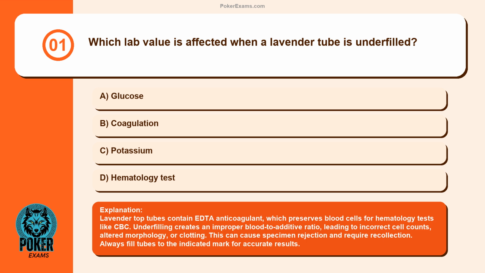Lavender top tubes contain EDTA anticoagulant, which preserves blood cells for hematology tests like CBC. Underfilling creates an improper blood-to-additive ratio, leading to incorrect cell counts, altered morphology, or clotting. This can cause specimen rejection and require recollection. Always fill tubes to the indicated mark for accurate results.